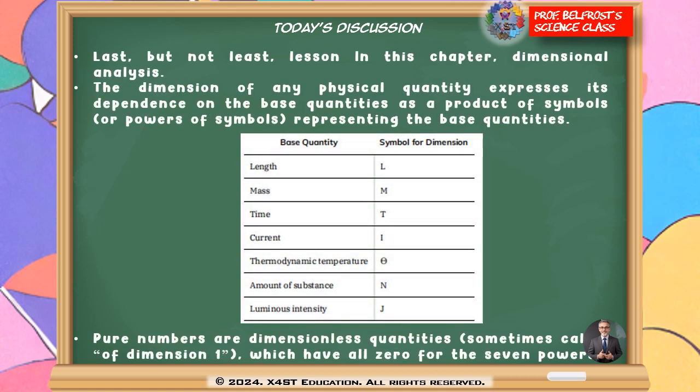Last but not least, the lesson in this chapter is dimensional analysis. The dimension of any physical quantity depends on the base quantities as a product of symbols or powers of symbols representing the base quantities. Because we have seven base quantities, we also have seven symbols for the dimensions: length L, mass M, time T, current I, temperature theta, amount of substance N, luminous intensity J, all in capital letters. Pure numbers are dimensionless quantities, sometimes called of dimension 1, which have all 0 for the 7 powers.